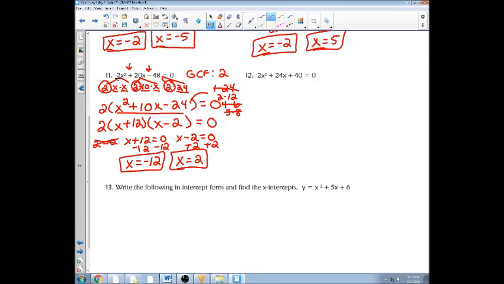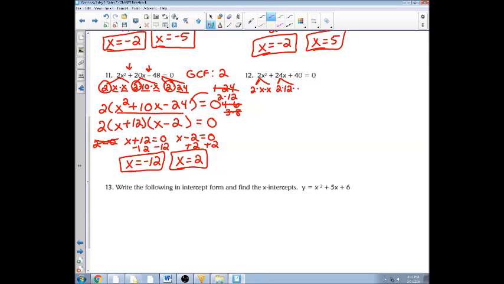Number 12. What do you think? Do I have a GCF here? Well, I have a 2 in front of the x squared, and I have a 40. Everything there looks like it's divisible by 2. This would be 2 times x times x. Now that 2 is my only number, I'd take 24 divided by 2.